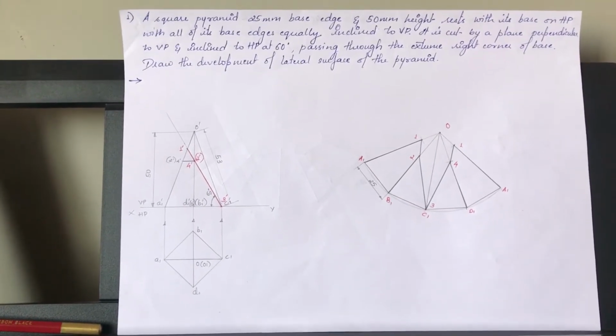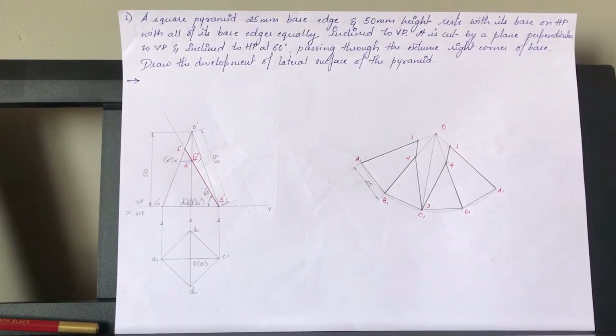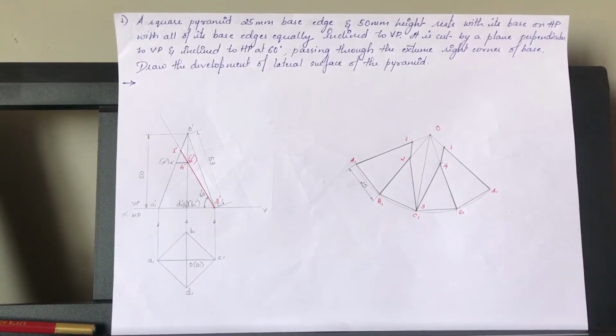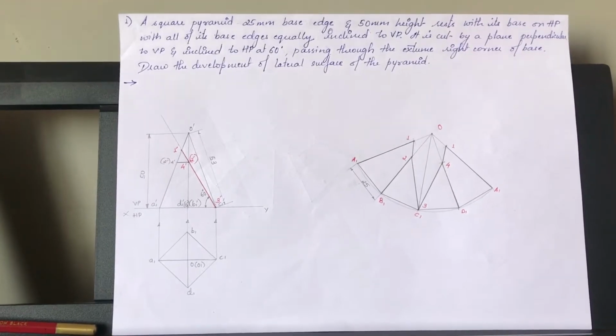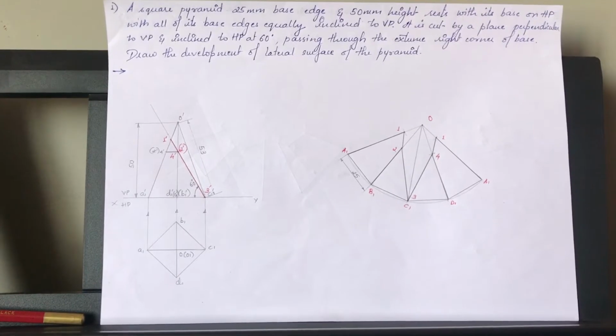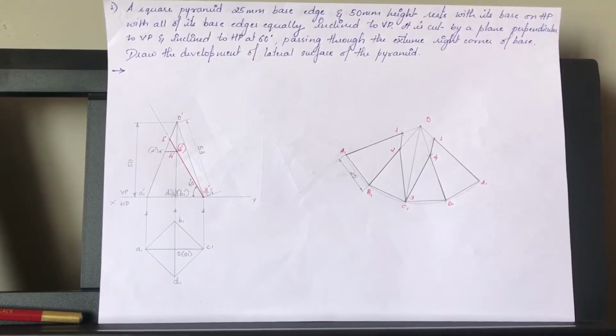A square pyramid 25 mm base edge and 50 mm height rests on its base on HP with all the base edges equally inclined to VP. It is cut by a plane perpendicular to VP and inclined to HP at 60 degrees, passing through the extreme right corner of the base. Draw the development of lateral surfaces of the pyramid.